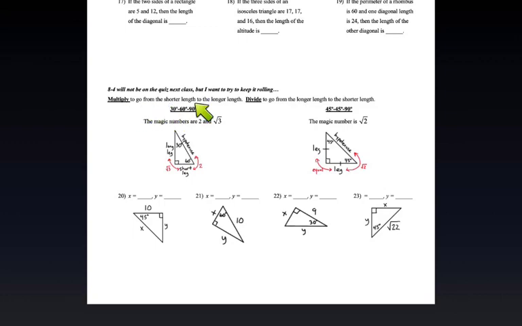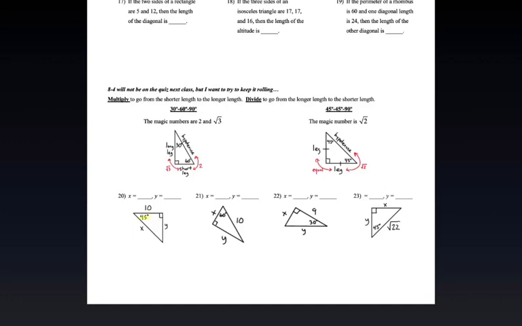Multiply to go from the shorter length to the longer length. Divide to go from the longer length to the shorter length. The magic numbers here, 2 and 3, yes. And the magic number 45, 45, 90 is square root 2. Did I say 2 and 3? 2 and square root 3.